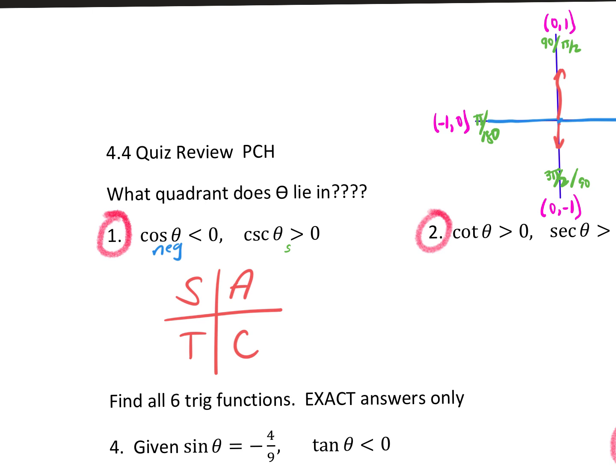So what can I cross off? A, because everything's positive there, and where else? C, because cosine's positive there. Good. My second constraint, cosecant goes with sine, correct? Says sine's positive. So with what's left over, where is sine positive? In the S, quadrant 2. All right? Super basic, I promise.